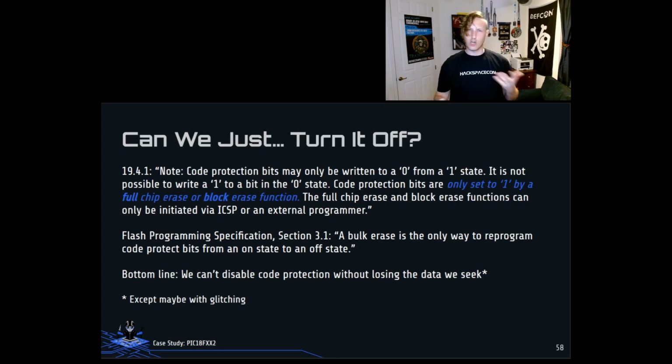So can we just turn it off? So we've looked at code configuration bits as being a configurable option. So can we just overwrite the configuration bits to disable it? And no, because in order to do that, you have to execute a full chip erase or block erase function. And you can only initiate that by an external programmer using the ICSP protocol. Basically, bottom line is that we're not able to disable code protection without losing the data that we're trying to extract. Of course, except maybe with glitching, that we've seen we can do a lot of things with glitching here today.